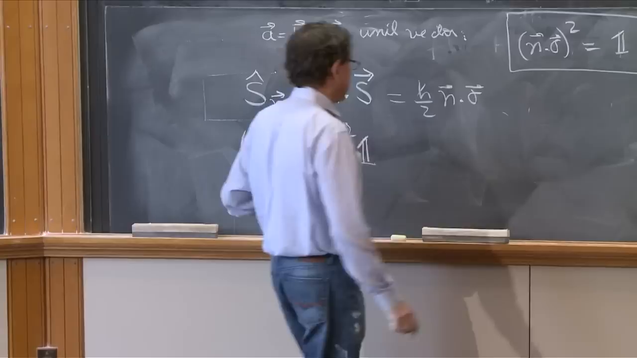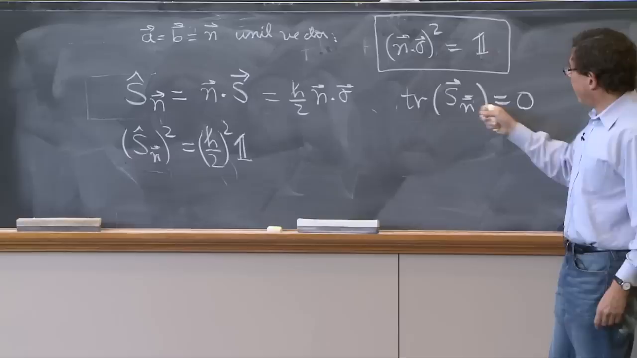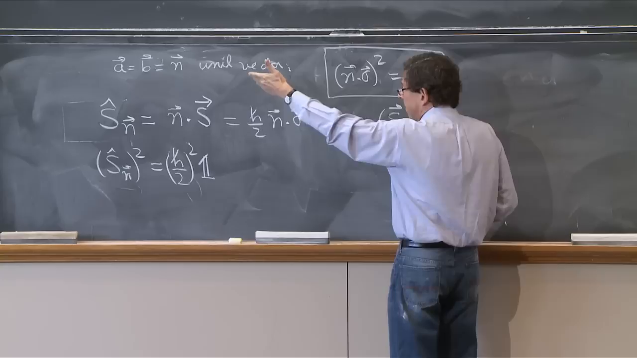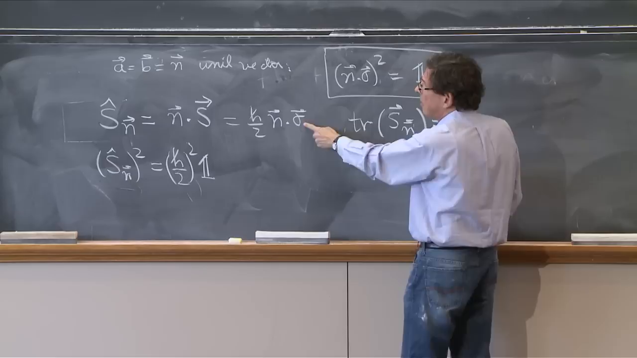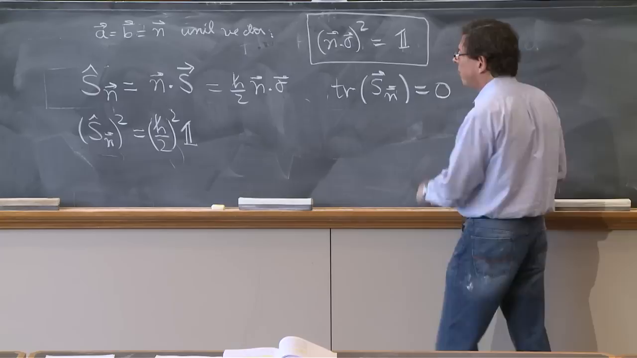Now, the trace of this S_n operator is also 0. Why? Because the trace means that you're going to sum the elements in the diagonal. Well, you have a sum of matrices here, and therefore you will have to sum the diagonals of each. But each of the sigmas has 0 trace. We wrote it there: trace of sigma 1 is 0. All the Pauli matrices have 0 trace. So this has 0 trace. So you have these two relations.